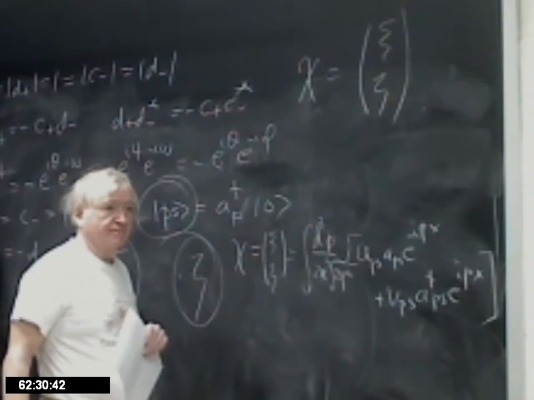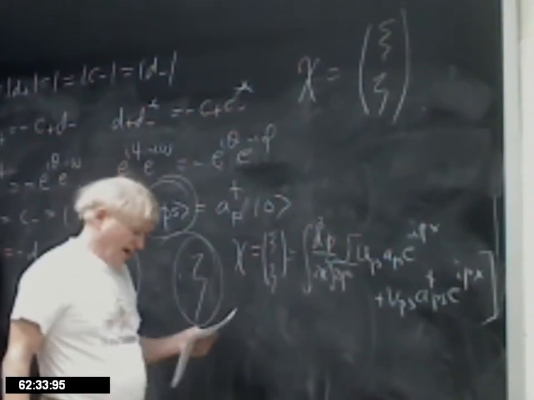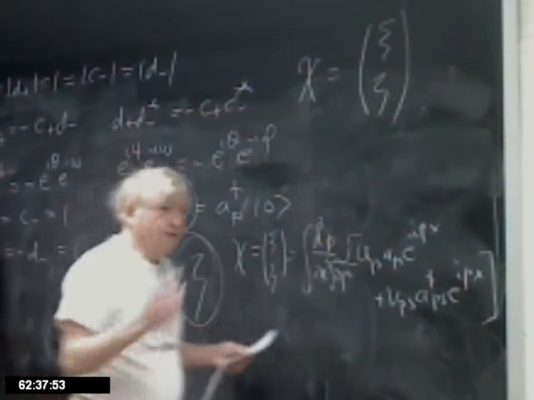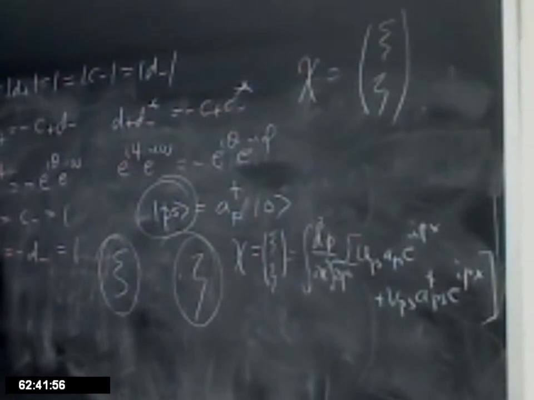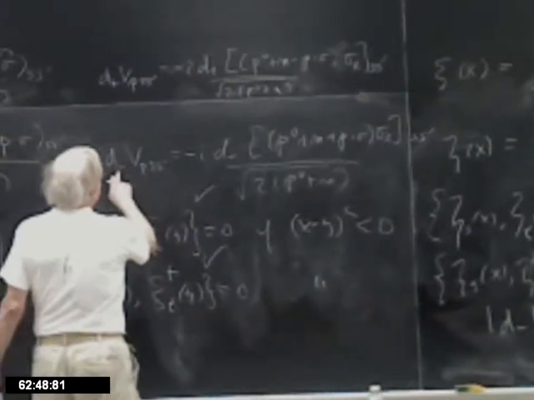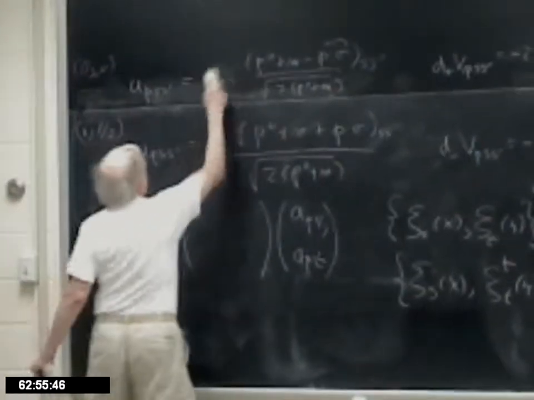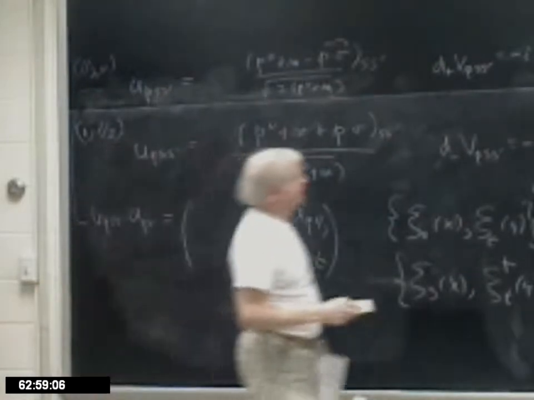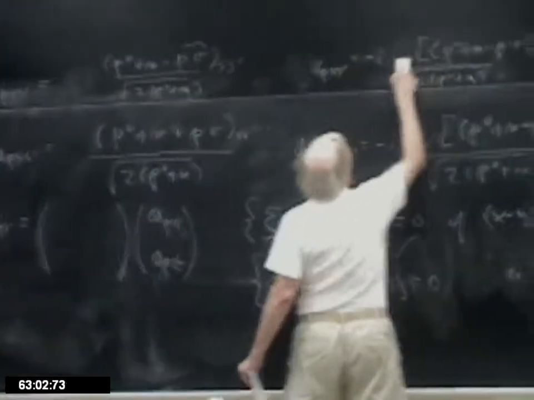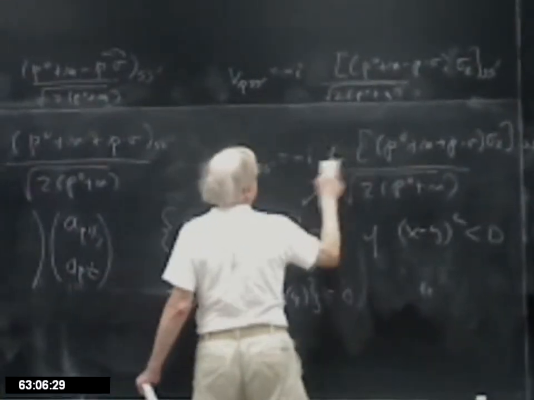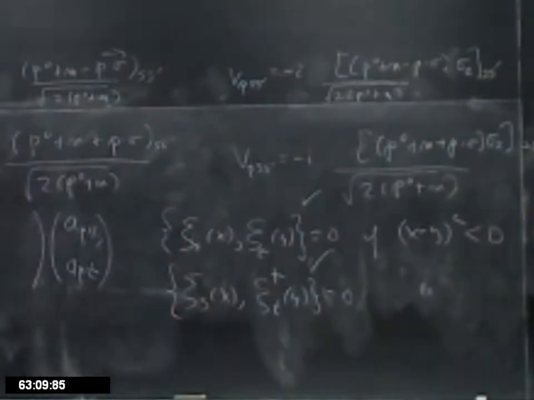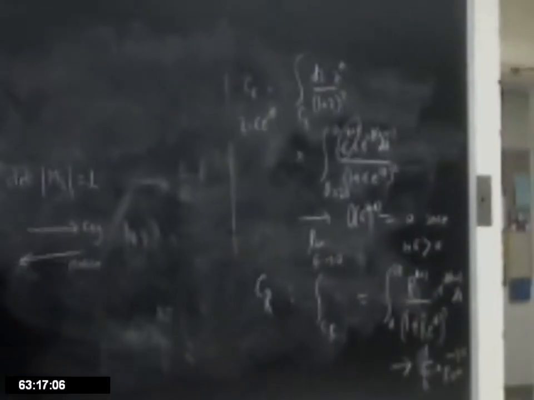What I'm going to do now is, since C plus is 1, I can erase this, and D plus is 1. Well, C minus cancels also, so let's just write it like that. So that's what we have, and now these things are four spinors as opposed to two spinors.